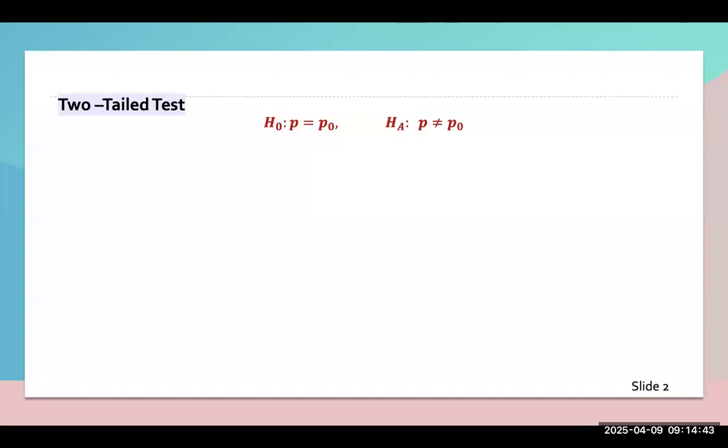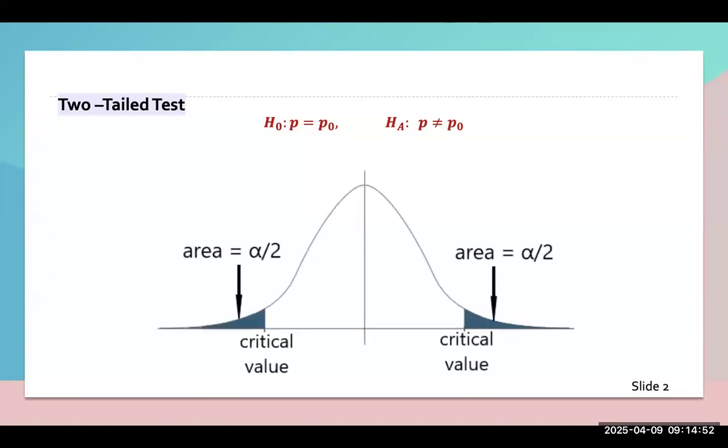So the null hypothesis is p is equal to maybe 0.2, and the alternative hypothesis is something like p is not equal to 0.2. Now, when you have that p is not equal to a number, that means the number could be greater than 0.2 or less than 0.2. So that means you're going to be looking in the two tails, the left tail and the right tail.